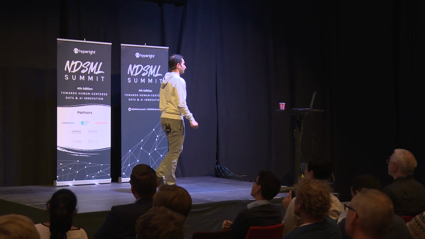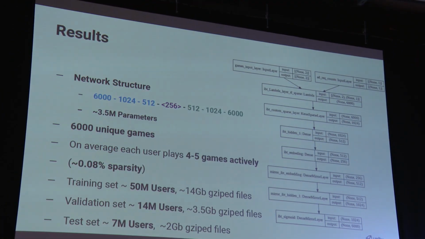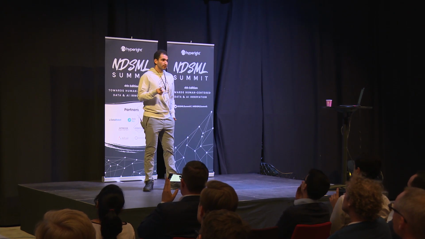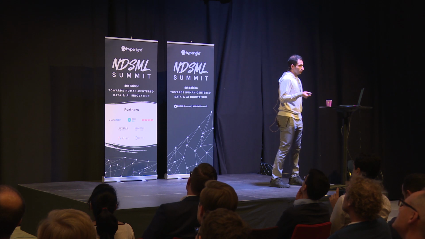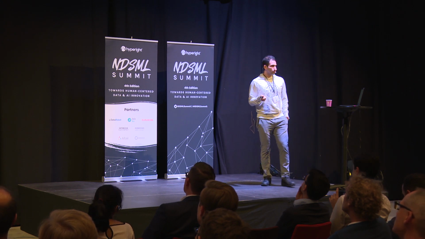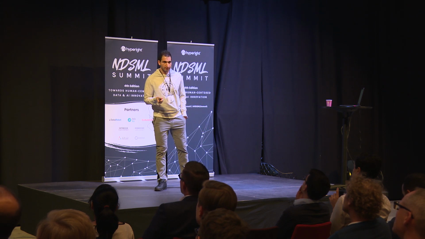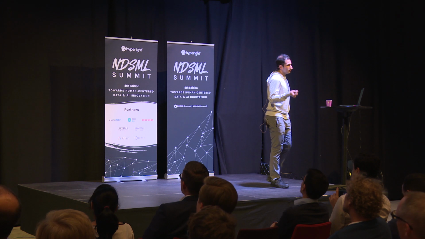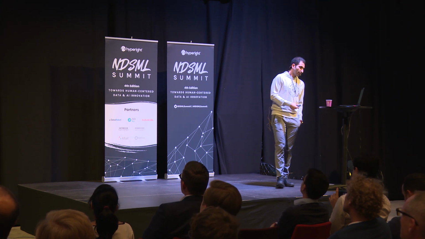So let's look at some results. This was the first version of the network that we pushed to production. So we assumed that each user, basically, the number of games to be 6,000 unique games, and then reduce that to 1,024 and 512 and then 256. So your code layer is going to be 256. And then your decoder is going to try to do the reverse.